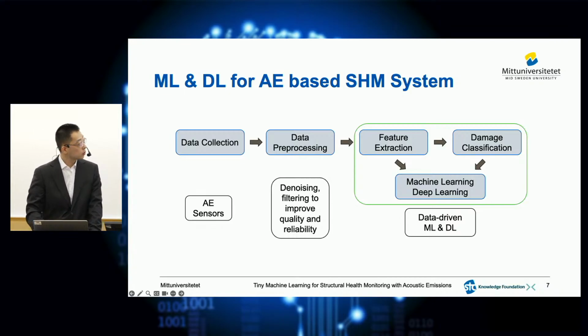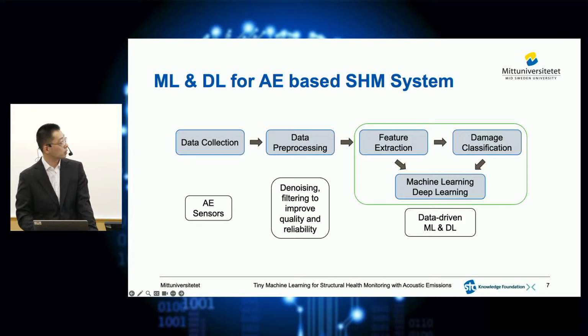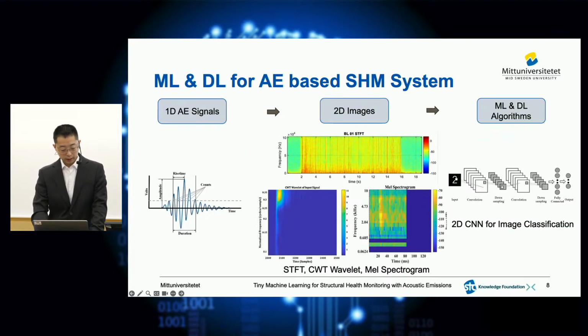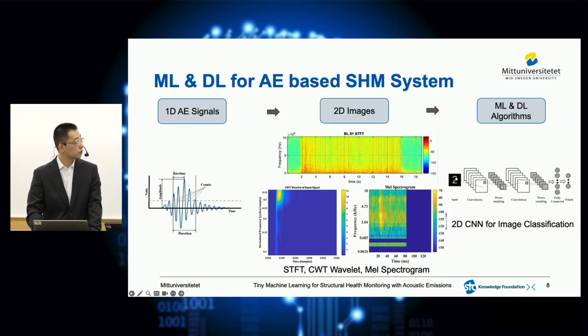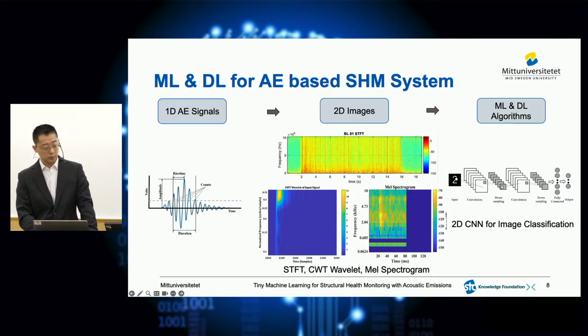But how does current machine learning or deep learning based structural health monitoring work? Normally, the current solution uses the one-dimensional signal as the original signal and then transfers it to 2-dimensional images, using methods like short time Fourier transform, wavelet transform, or Mel spectrogram, and then makes them the input of a traditional convolutional neural network, which is common for image classification. But that brings some problems, because normally the size is quite heavy and the computational resource costs are also quite high.